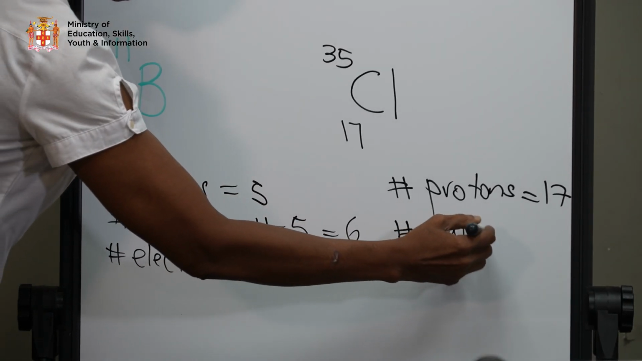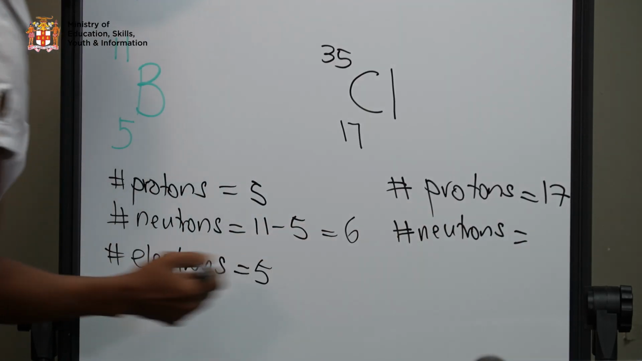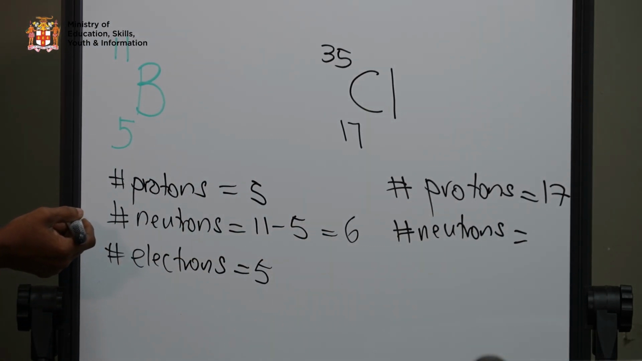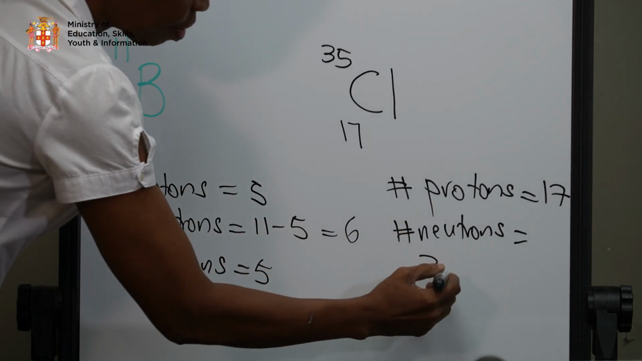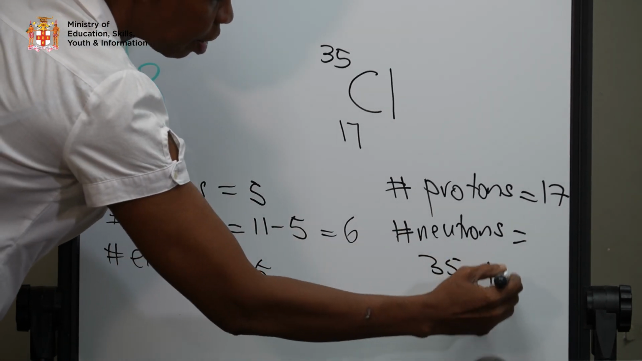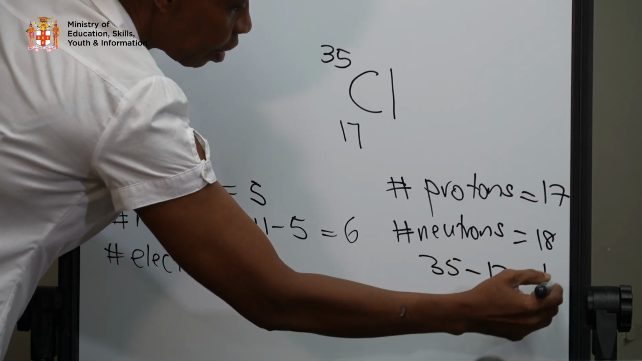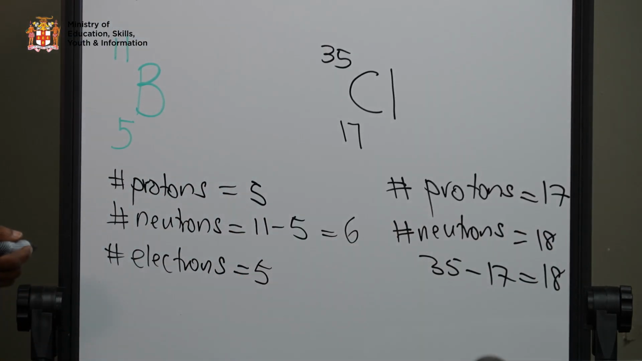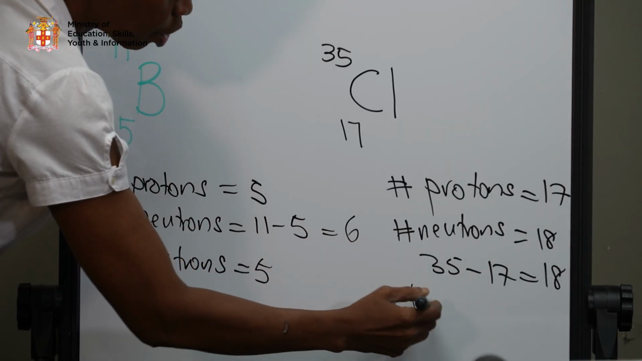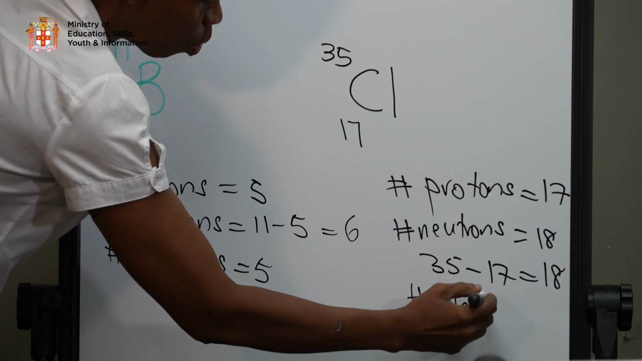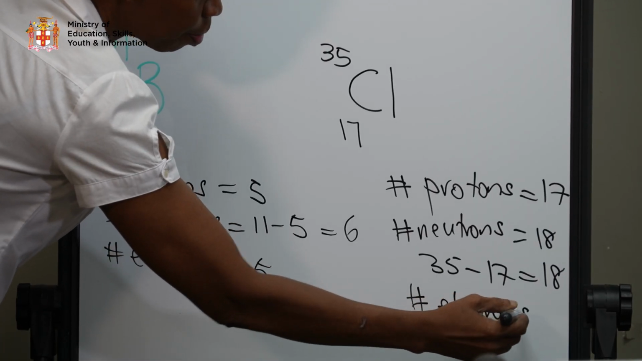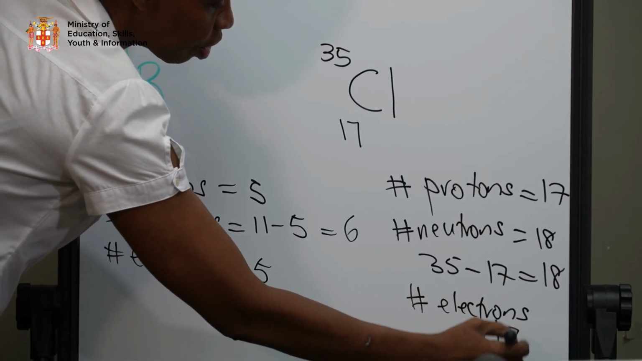We're subtracting. What are we subtracting? 35 minus 17. And that should give us 18, right? And then finally, number of electrons, same as our protons, once it is a neutral atom, and that is going to give us 17.